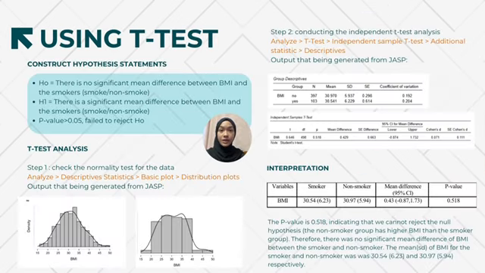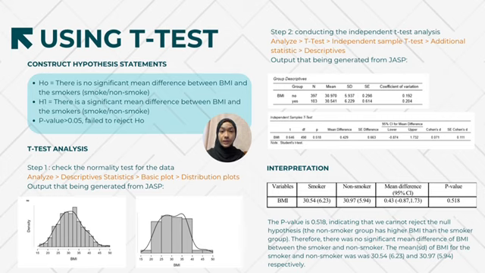Next, I'll be presenting the result of a statistical analysis comparing BMI between two groups, which is smokers and non-smokers. We use an independent sample t-test to determine if there is a significant mean difference between these two groups. So we begin by stating our hypothesis.